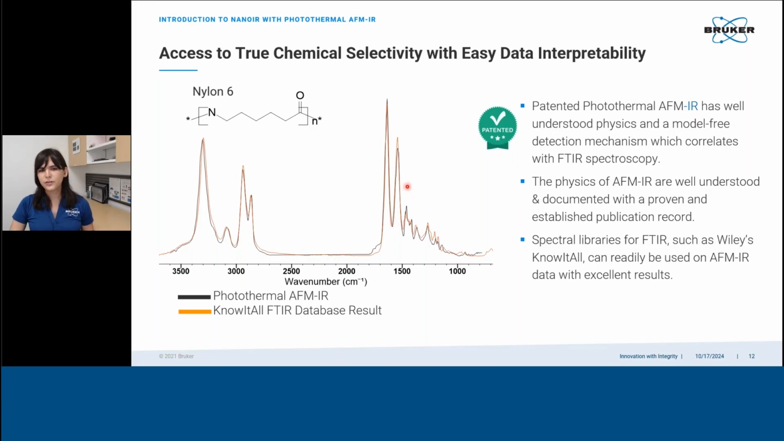And what that points to is that not only is this a nylon or a polyamide structure, but also the actual chain length within the polymer, so that it's nylon 6 specifically. And so we can use this and put it into a spectral database, such as Wiley's KnowItAll. And when you do that, you can get this really nice hit between the spectrum that we're collecting here and nylon 6. So this really is a useful chemical identification tool on the nanoscale.